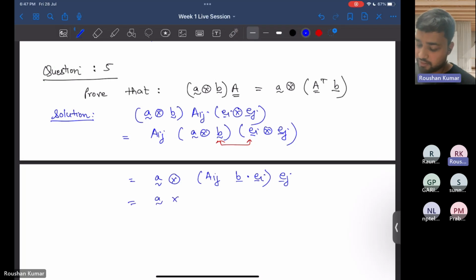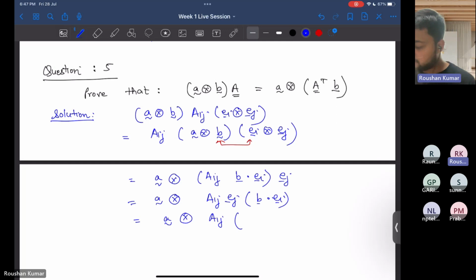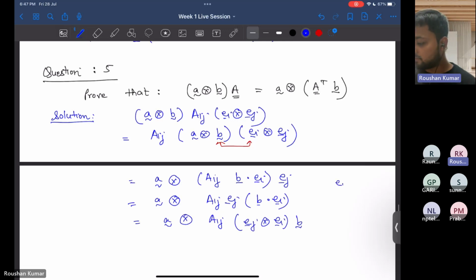Next is vector A tensor product Aij Ej into B dot Ei. We can write it this way also: vector A dyadic product Aij, and this can be written as Ej tensor product Ei times B. So if we see it, Ej tensor product Ei times B gives us, these two are dotted with each other.